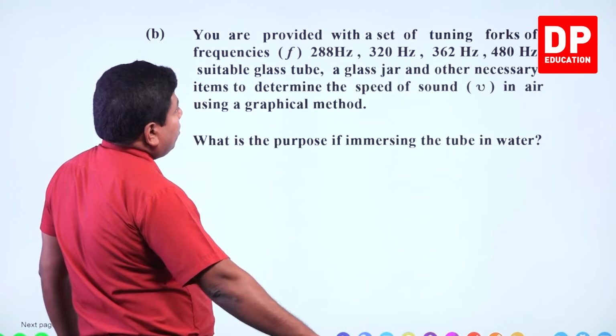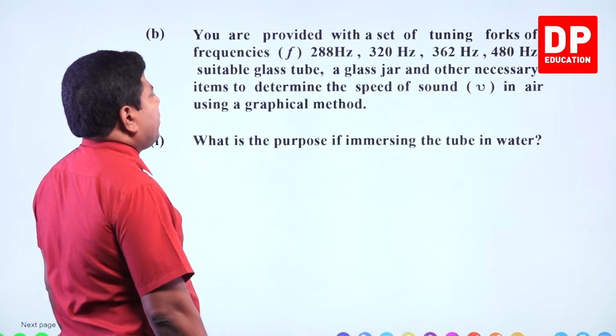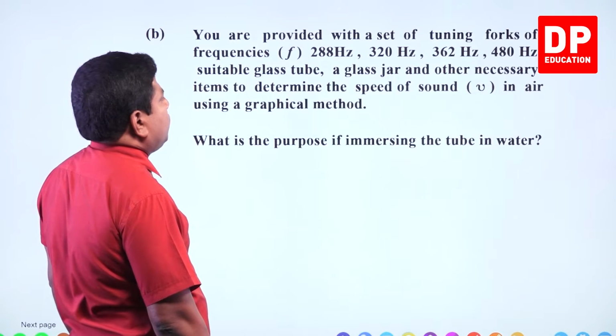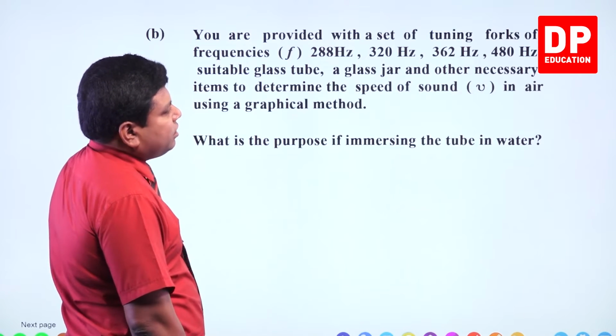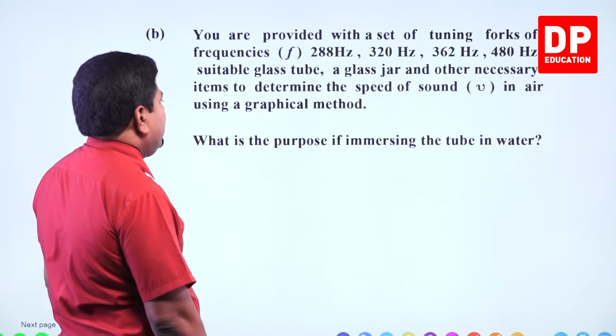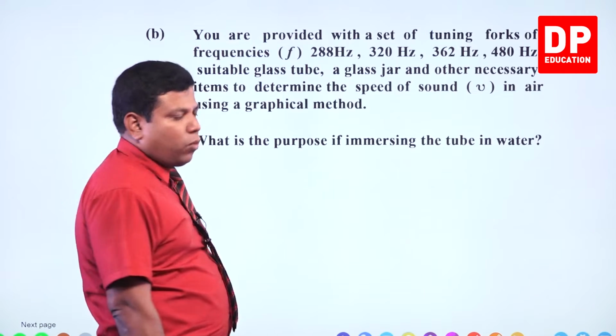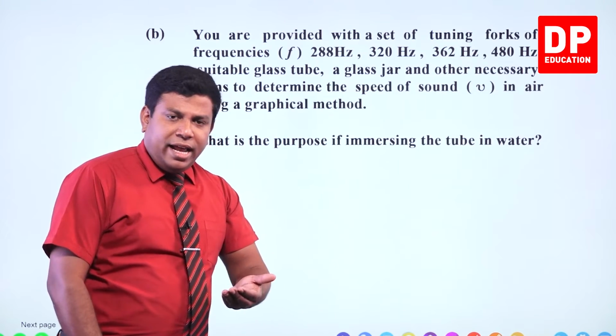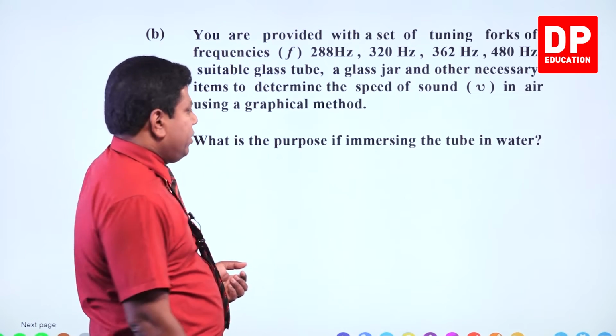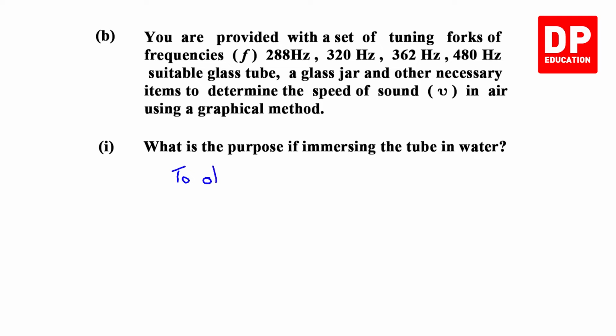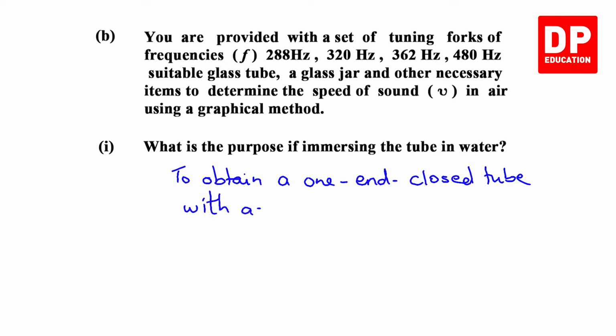Next, you are provided with a set of tuning forks of frequencies 288 Hz, 320 Hz, 362, 480, a suitable glass tube, a glass jar and other necessary items to determine the speed of sound in air using the graphical method. What is the purpose of immersing the tube in water? To close one end and get an adjustable length of air column, right? To obtain a one end closed tube with adjustable length.